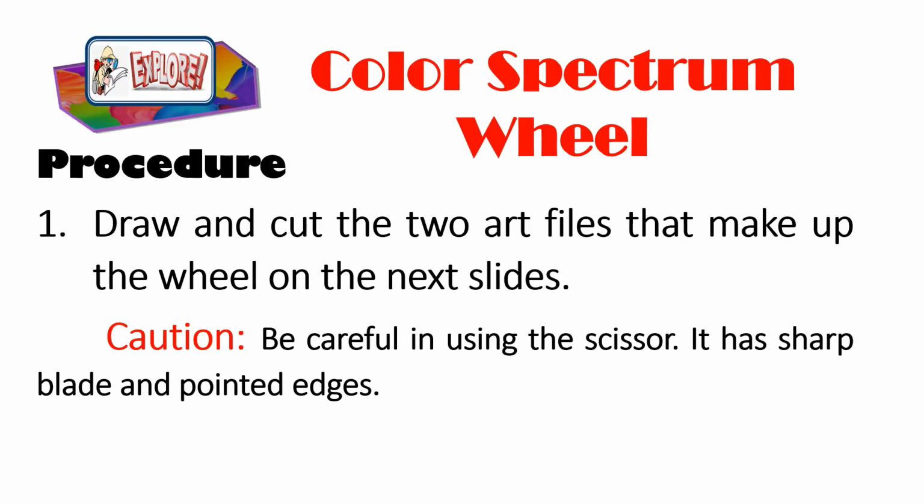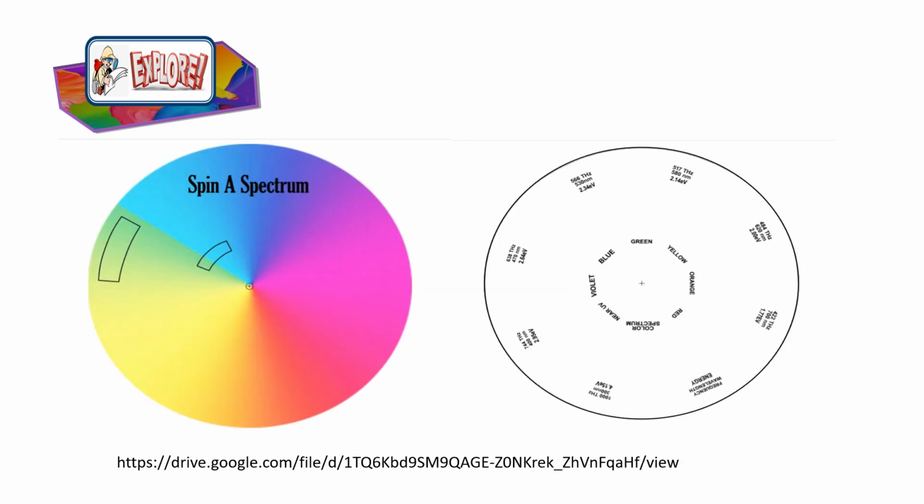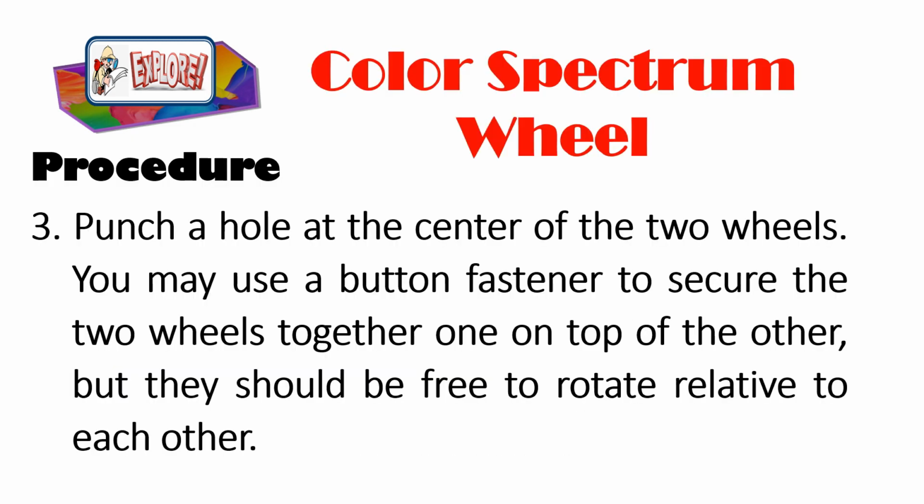For the procedure, first, draw and cut the two art files that make up the wheel on the next slides. Caution: be careful in using the scissor with a sharp blade and pointed edges. So, you may download these two art files on the link below. Third, punch a hole at the center of the two wheels. You may use a button fastener to secure the two wheels together, one on top of the other, but they should be free to rotate relative to each other.